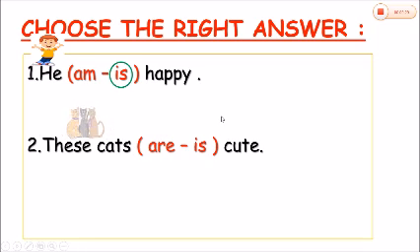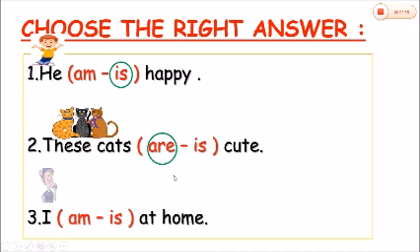Number two, these cats are or is cute? Here, these cats, the subject here, Farida, is one or more than one? More than one. So if it's more than one, we take are or is? Are. Thank you. Okay, and number three, I am or is at home? I am. We said that I comes with am, and am takes only I. That's very easy.